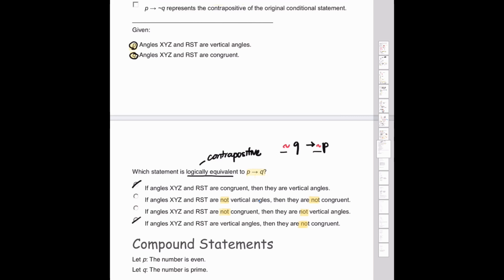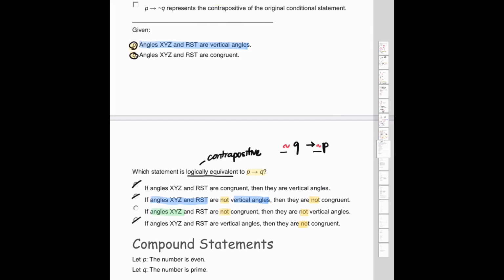Well, here we see, if angles XYZ and RST are vertical angles, well, that was our P. So this is saying if not P. Immediately, we can eliminate the answer because the first thing that we need to get to is if not Q. Let's look at the next statement.